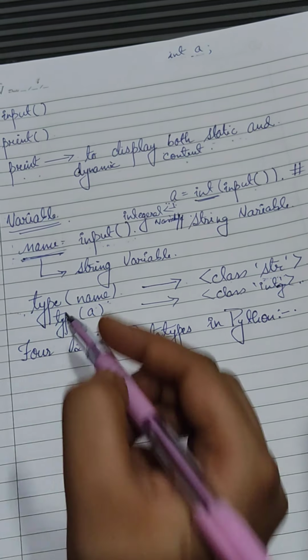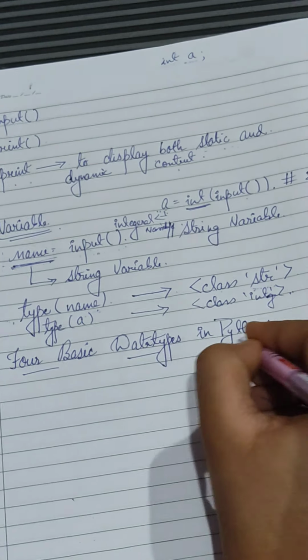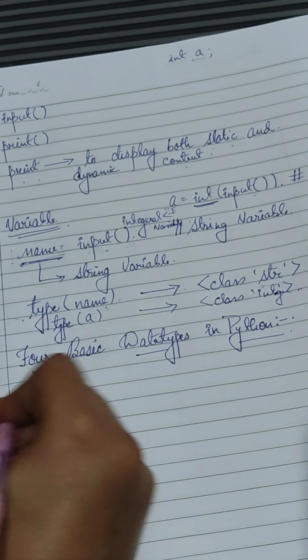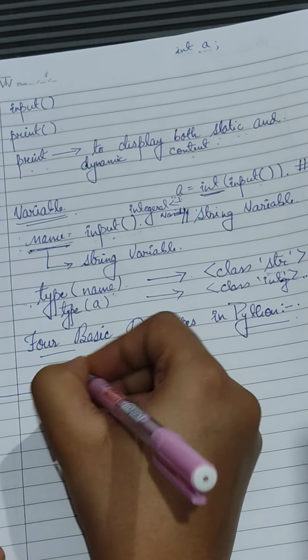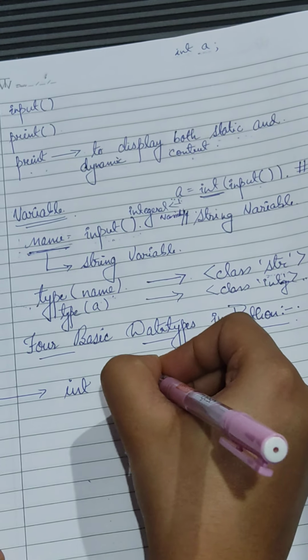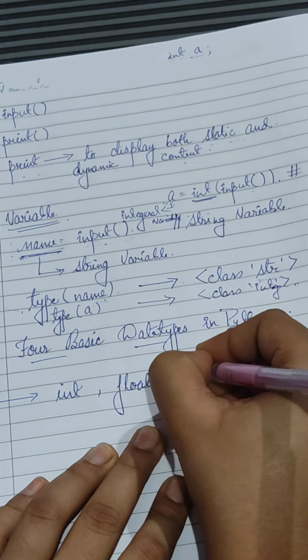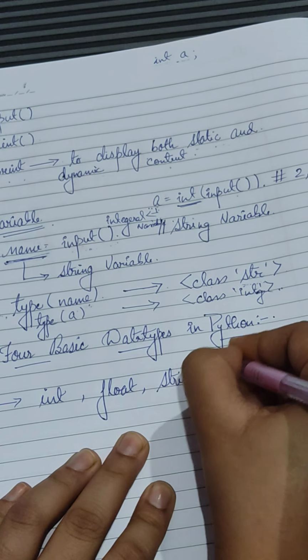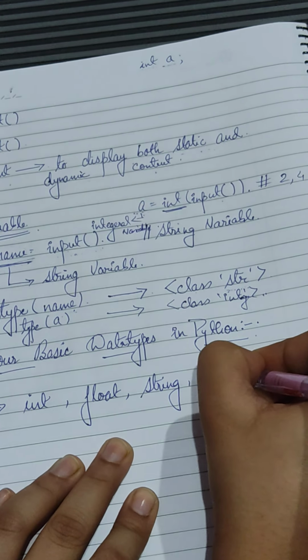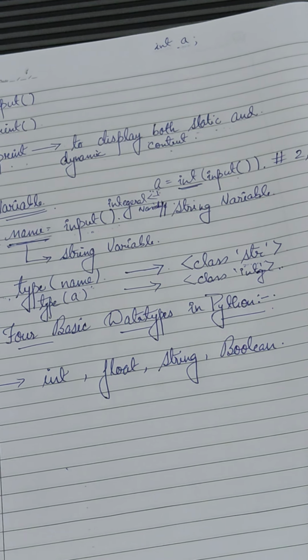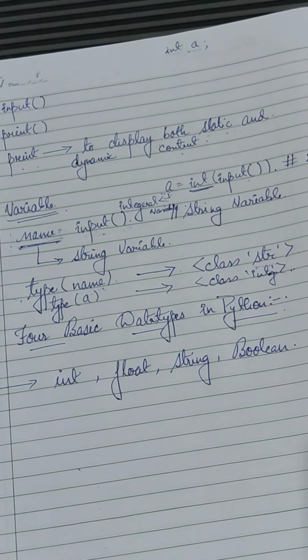Now there are 4 basic data types in Python. So what are the 4 basic data types in Python? Those are integer, float, string and boolean. These are the 4 basic data types. So let's begin with how these work.